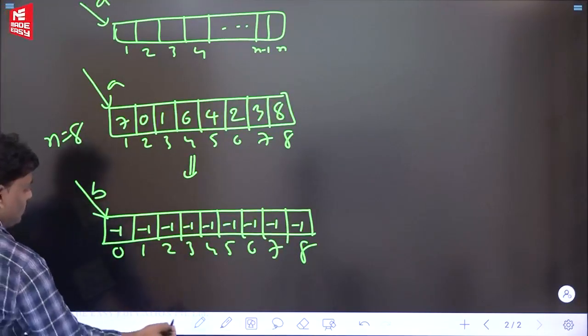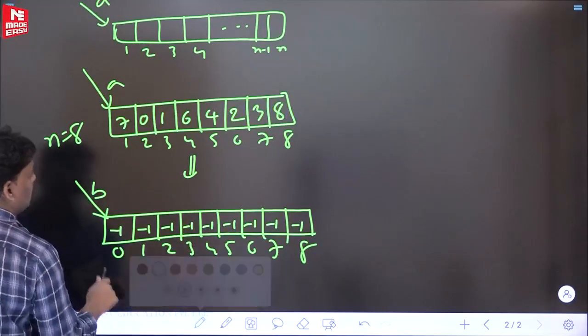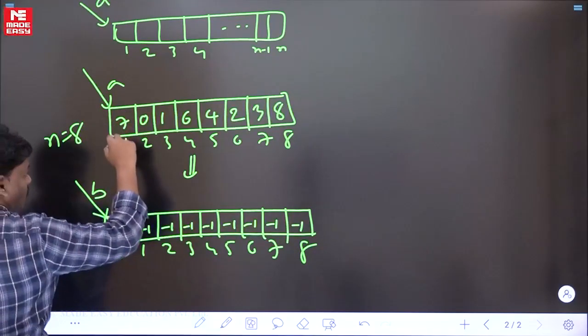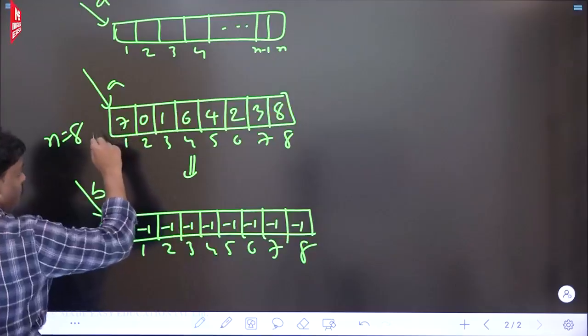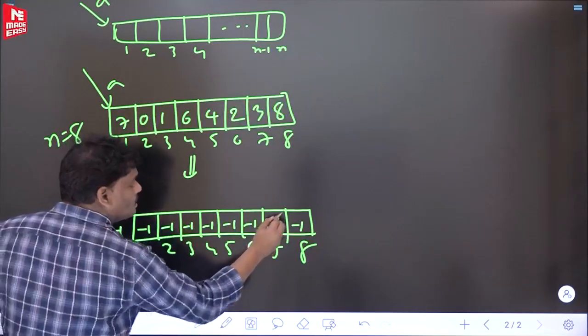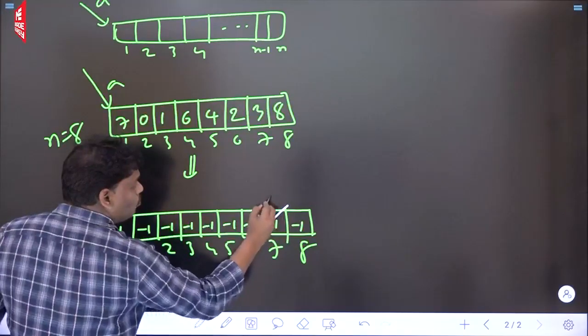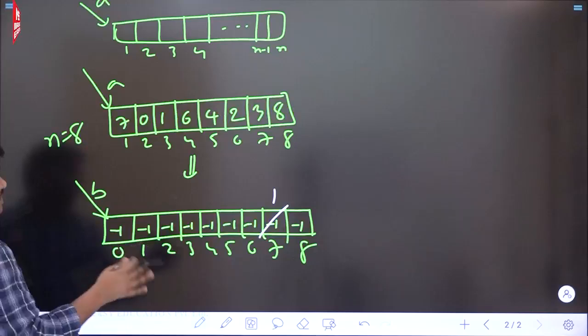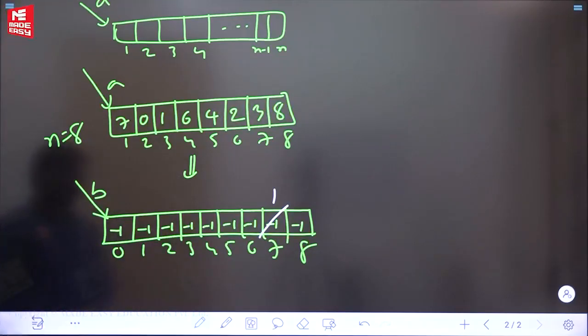Now you have to do it like this. What is A of 1? Just go to A, A of 1. The answer is 7. If A of 1 is 7, just go to B of 7. In B of 7, minus 1 is there. Then keep 1. What is the meaning? It indicates that 7 came one time. Initially minus 1 means not came at all. When you keep 1, it indicates that 7 came one time.